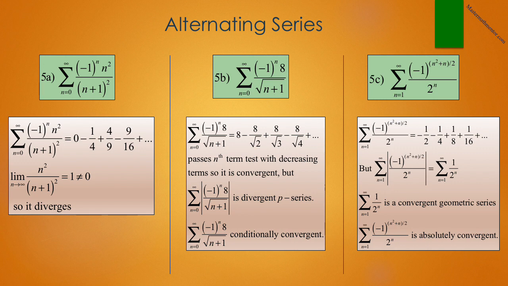And we know that summation n equals 1 to infinity of 1 over 2 to the n is a convergent geometric series. So if that series converges, the original series with some terms negative, some terms positive, would also have to converge. And therefore our original series, summation n equals 1 to infinity of negative 1 raised to the n squared plus n all over 2 to the n, is absolutely convergent.